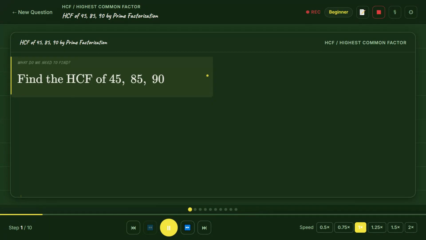Hello. Today we need to find the HCF of three numbers, 45, 85, and 90. HCF means the biggest number that can split into all three numbers with nothing left over. Let's do it step by step.